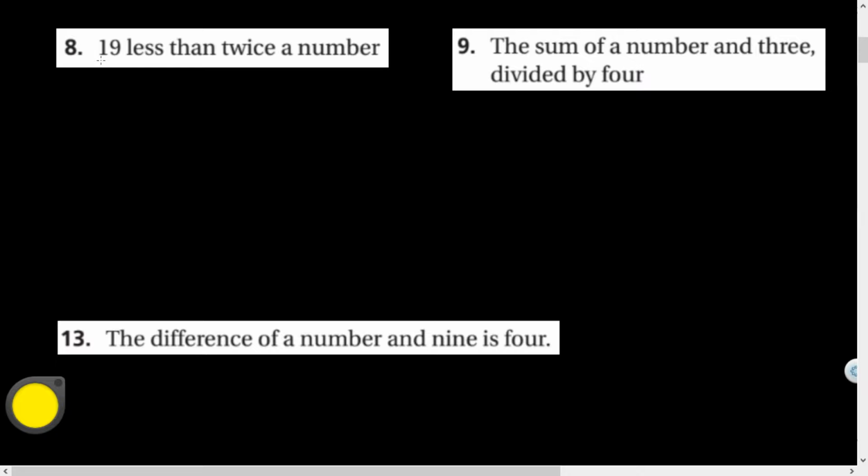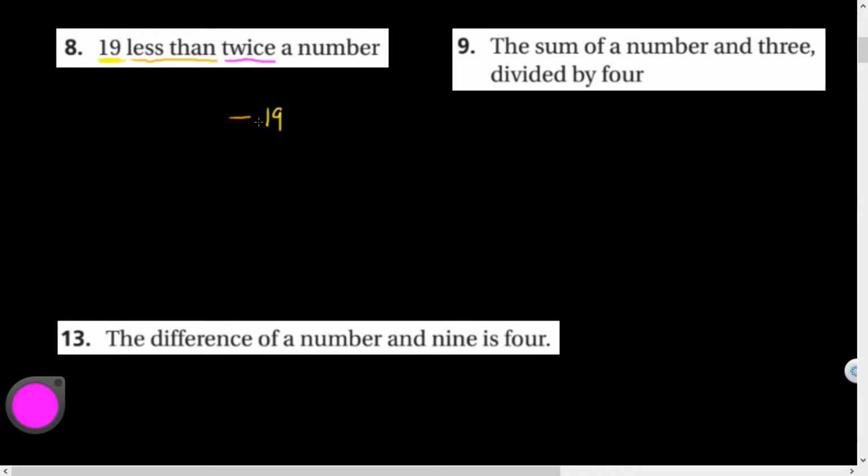Let's see what we got. So 19, I'm going to write 19. And I'm writing it over here because I already see this next word: less than. That means I'm taking 19 away from something. It's not 19 subtract something. That would be a wrong interpretation and also a different, wrong answer. 19 less than twice.